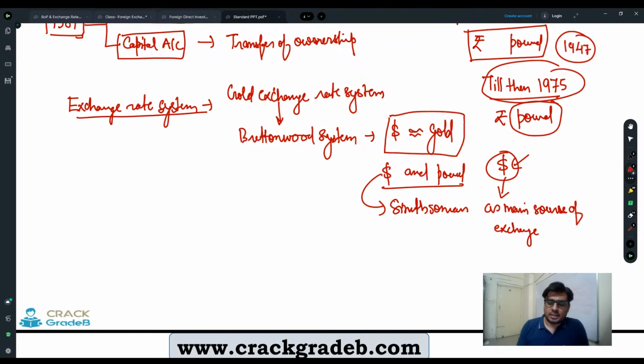But finally in 1975, when the Smithsonian agreement also went down and the dollar and pound were freely exchanged in the market under market forces, then India shifted from pound to dollar, because of the global dominance of the dollar, and for India it was almost inevitable to avoid that dominance. So since 1975, we are using the dollar as the main source of our foreign currency reserve. Before that, it was the British pound.